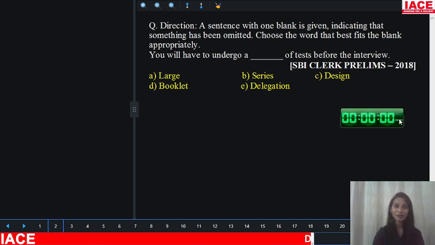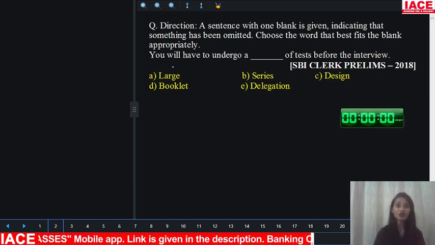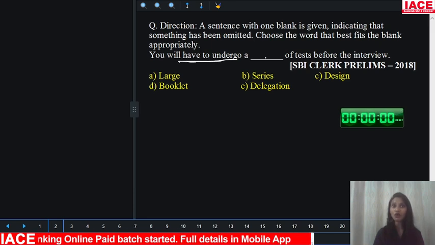Well, your time is up. Here, a sentence is given with a blank in it. You have to choose an appropriate word from the given options to fill that blank. Look at the sentence. You will have to undergo a dash of tests before the interview.